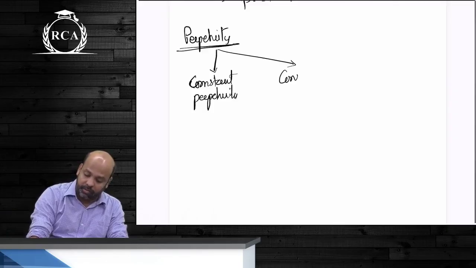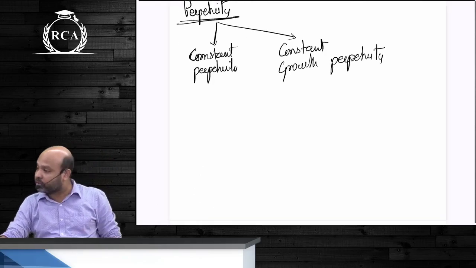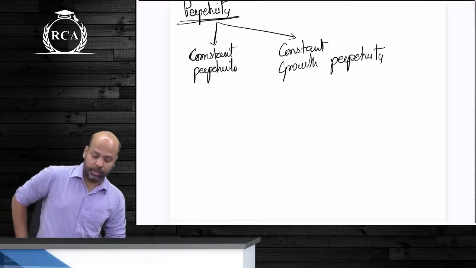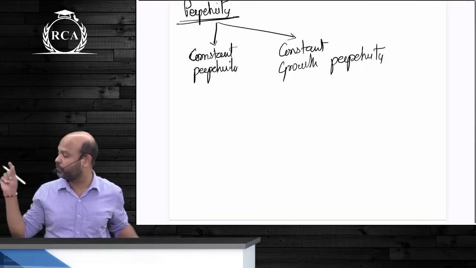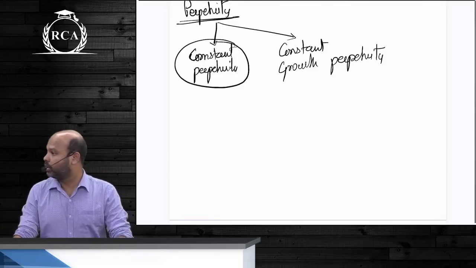The other one, beta, where the cash flows increase at a constant rate. The cash flows keep increasing at a constant rate, or the cash flows are constant. Now talking about constant perpetuity, the amount of cash flow that you're going to receive every year will remain the same.